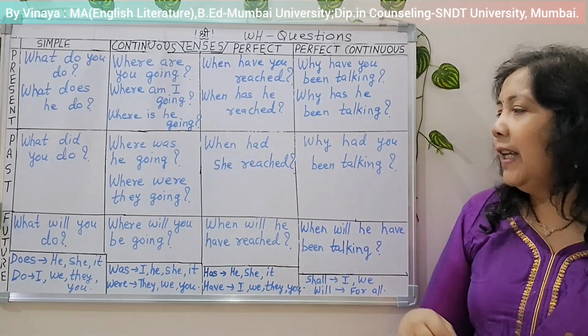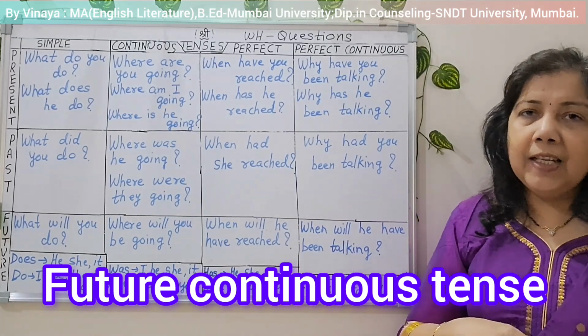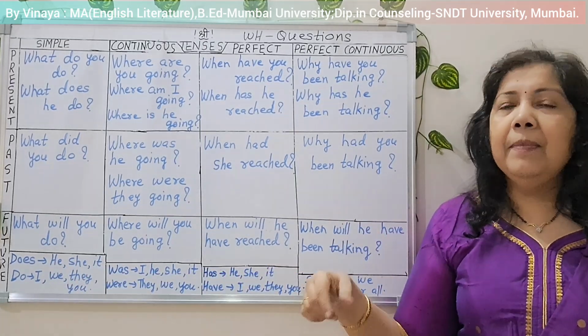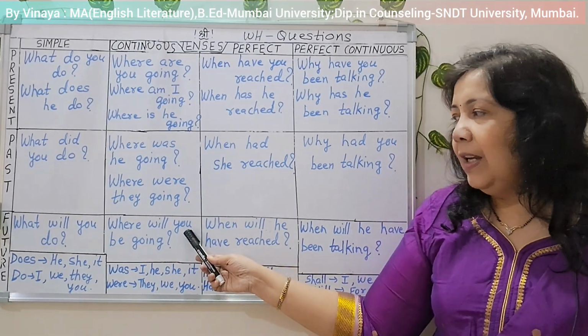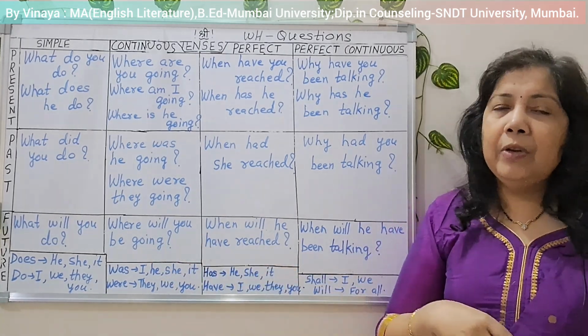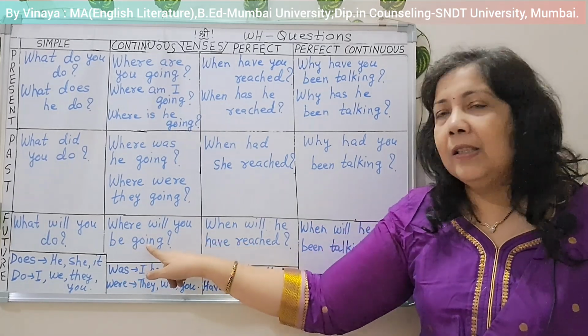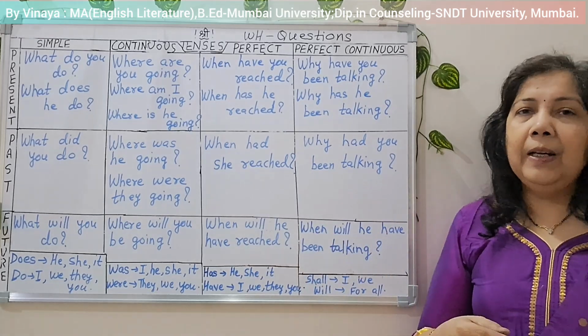Okay. Now second in that, future continuous tense. Future continuous tense is used when any action is going on at a particular time in the future. Now the question, where will you be going? Where is WH. Will plus subject plus be plus verb plus ing is the format. Where will you be going?